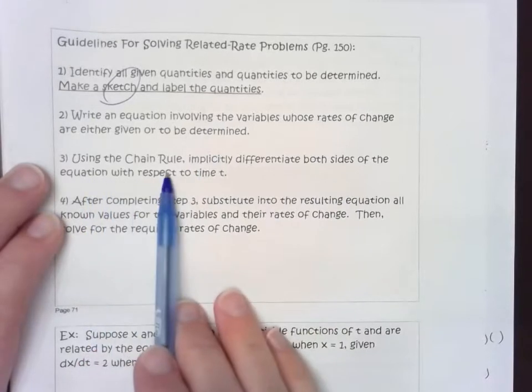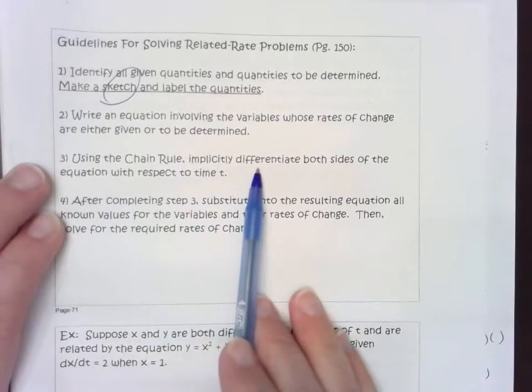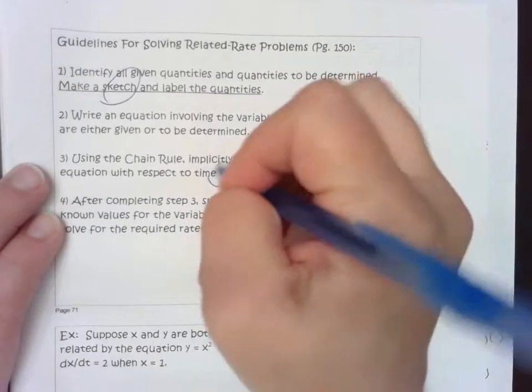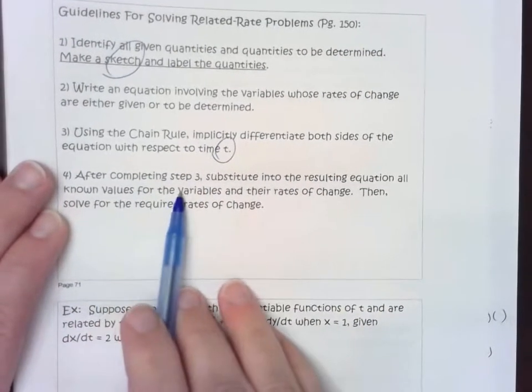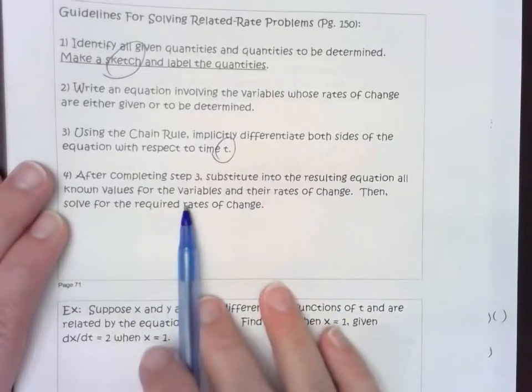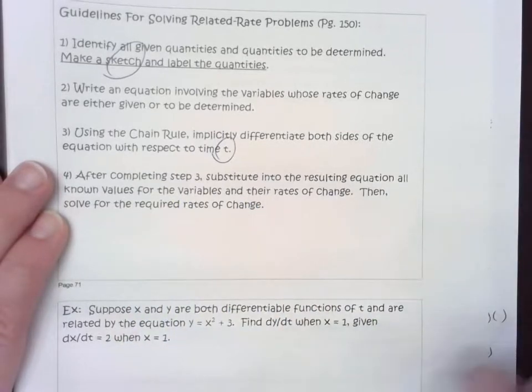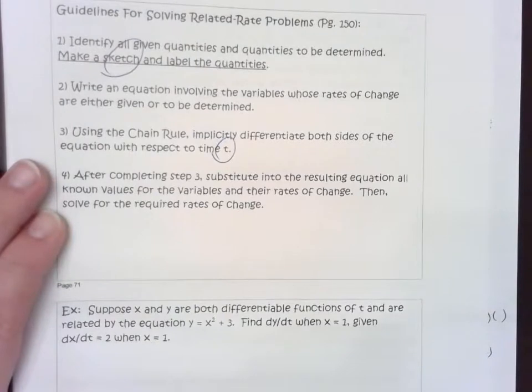We're going to use the chain rule. We're going to implicitly differentiate both sides with respect to time. And after completing step 3, we're going to substitute in everything that we know and hopefully be able to solve for what we don't know, what we're trying to actually figure out.